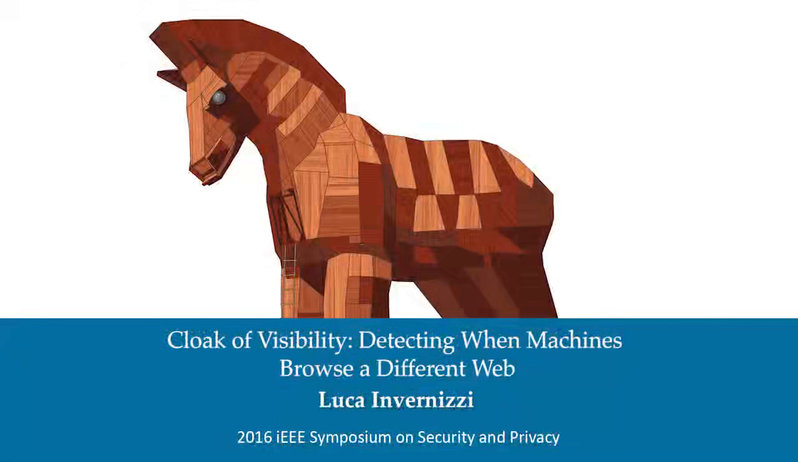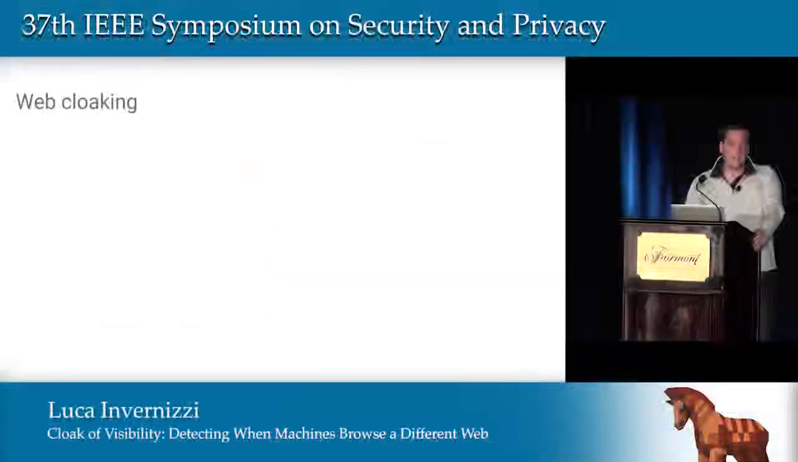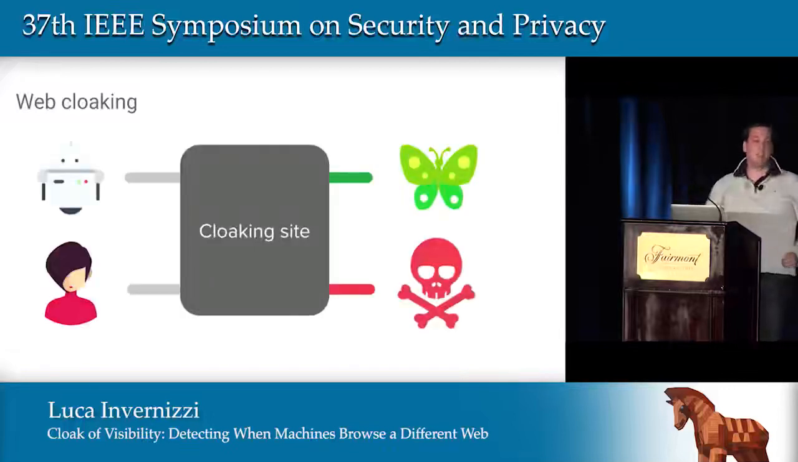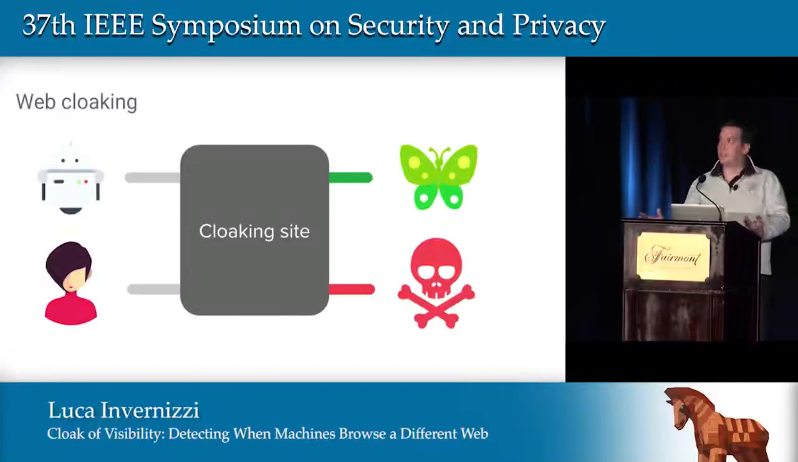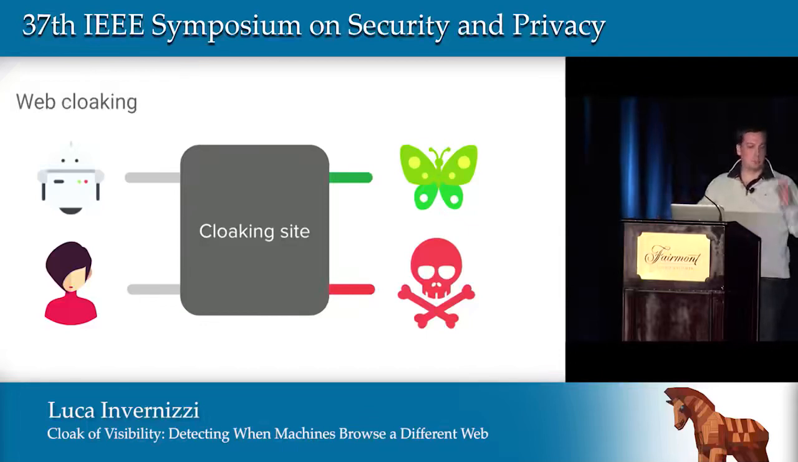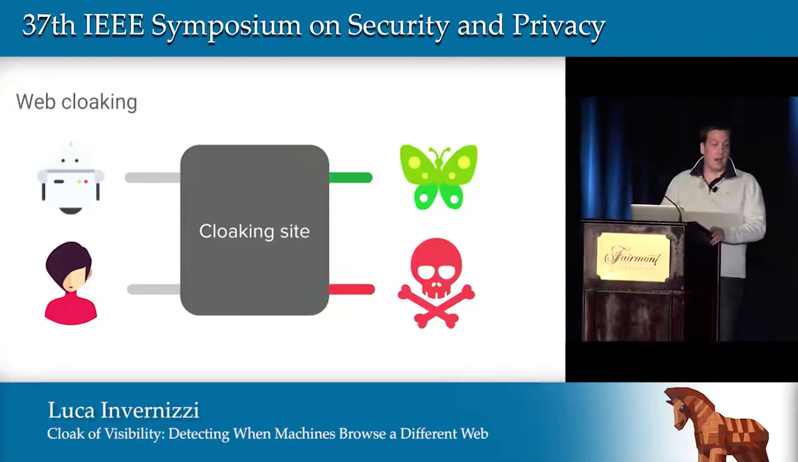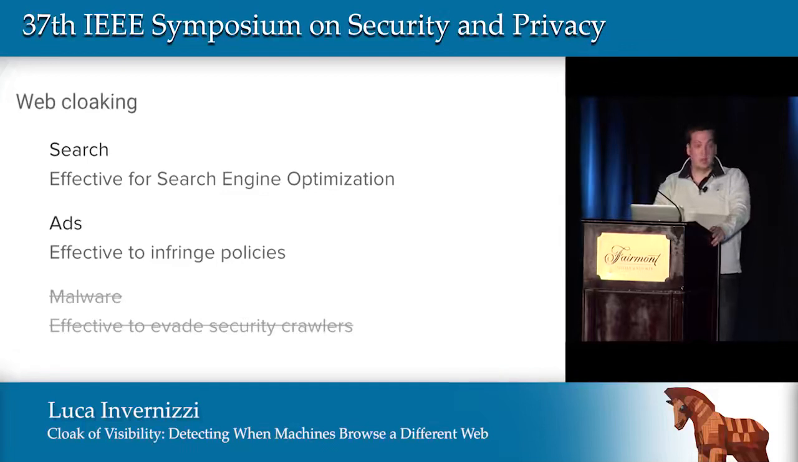For those unfamiliar with the topic, web cloaking is a technique that some webmasters use to deliver different content to real users and bots. This is because while the users are the ultimate consumers of most of online content, bots are the gatekeepers. They're the ones that decide which search query corresponds to which site, and if a site is safe or not to visit. So because of this, cloaking is very effective for a few things.